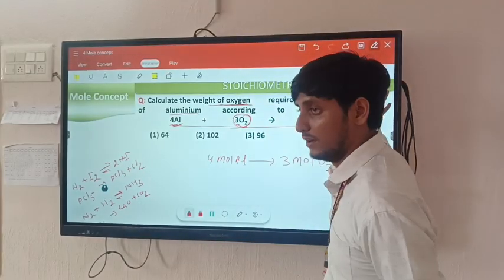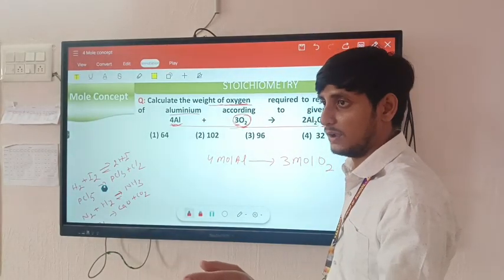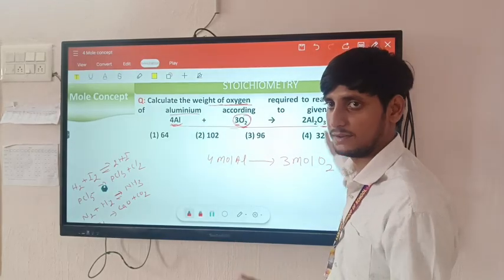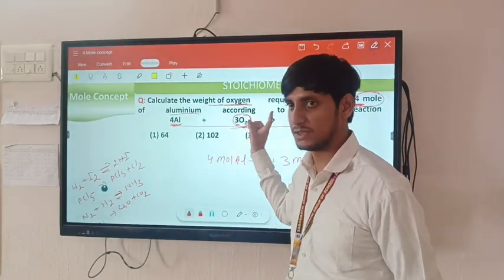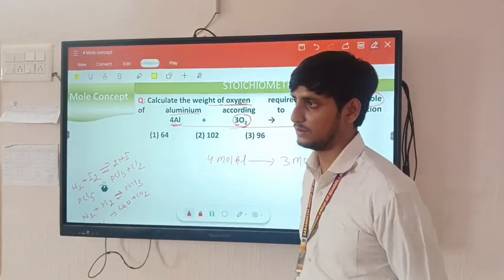This is the given mole, okay? Listen, given mole of aluminium, right? So don't be confused. And stoichiometry is also the same as given mole, so don't be confused, okay?